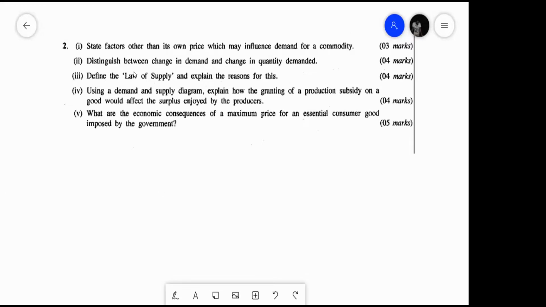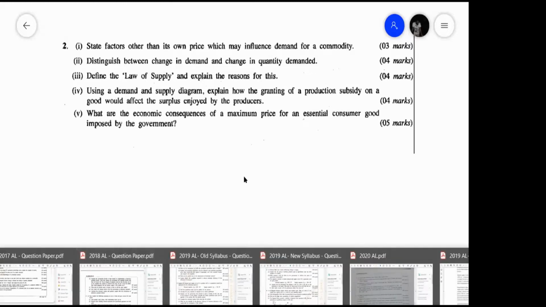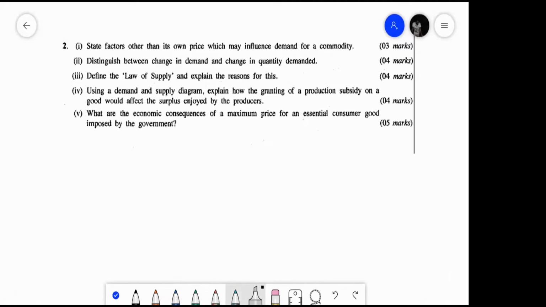Change in demand is when any other factor other than price changes. So when there is a change in demand, what happens? There is a shift in the demand curve. So change in demand is this, right? When any other factor affecting demand changes, the demand curve will either shift right or shift to the left. That is a change in demand.